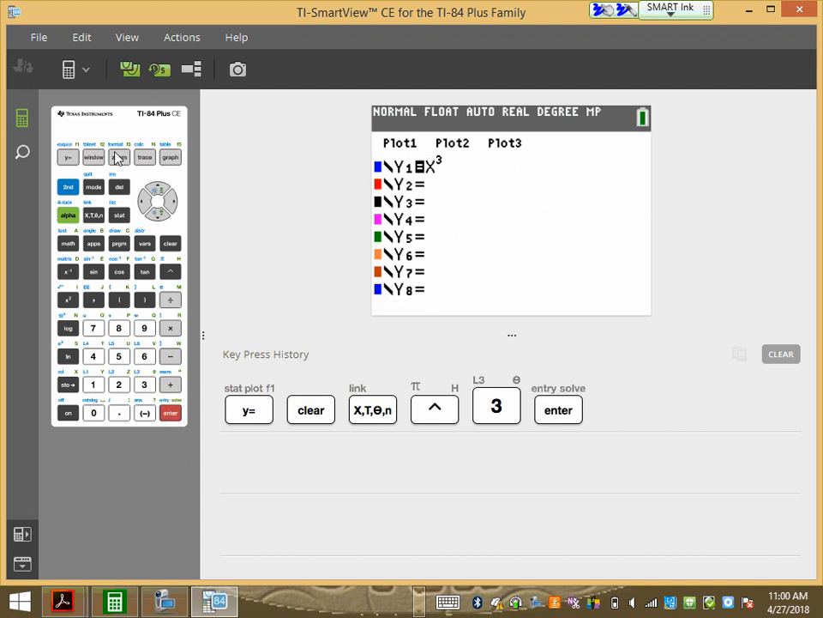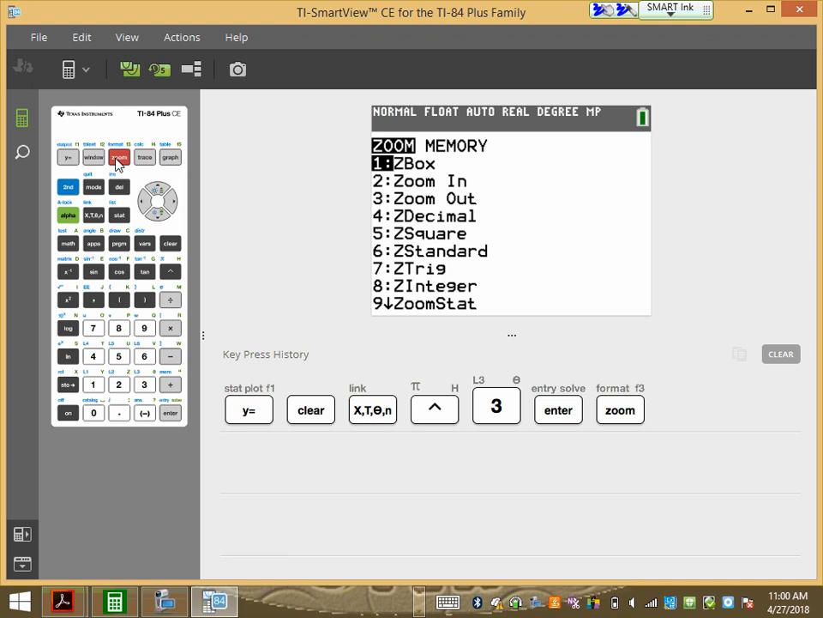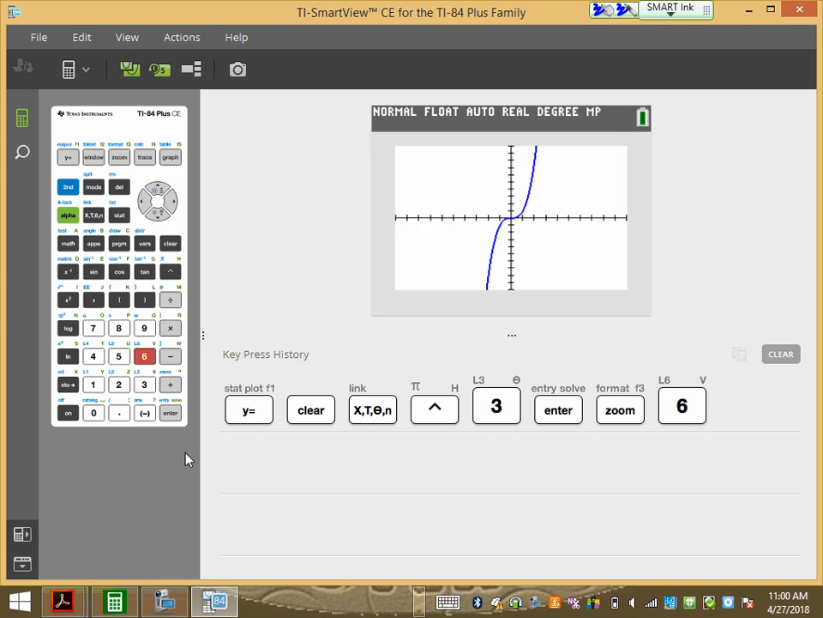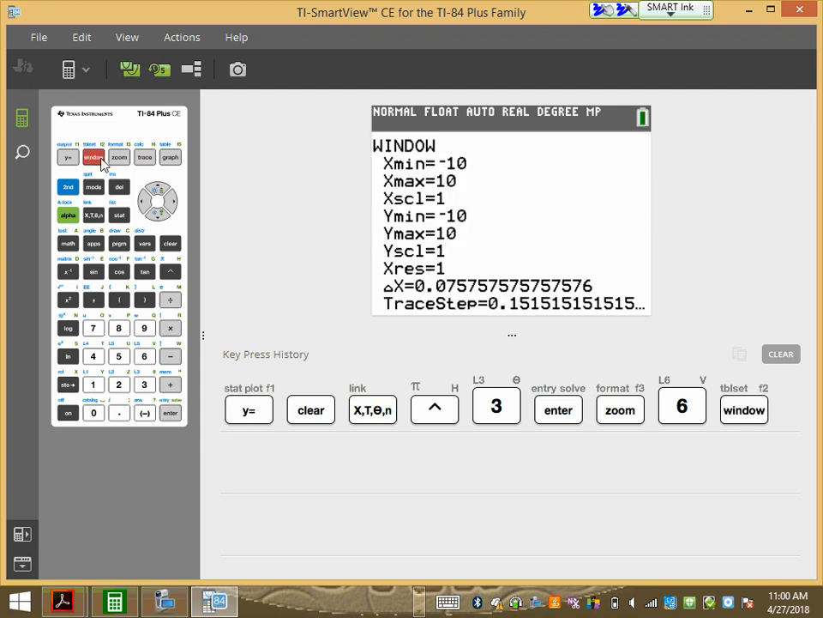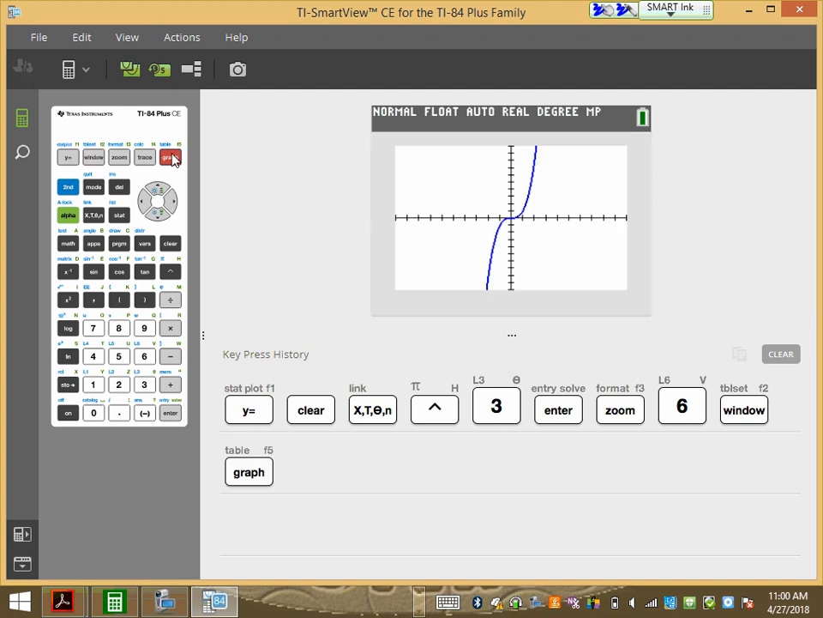Then I'm going to go zoom. And for those of you who have always had to change the window to negative 10, 10, 1, negative 10, 10, 1, if you press zoom 6, this one here, it sets it to that window for you. If I press window, I'll show you. See, negative 10, 10, 1, negative 10, 10, 1. So zoom 6 is our bestie if we want to just get it back to a normal screen.